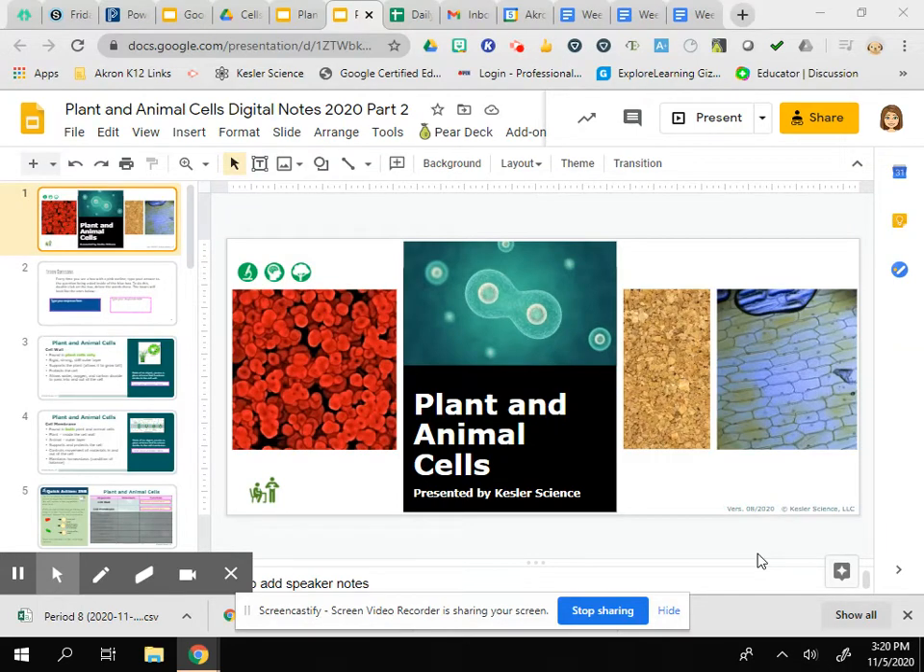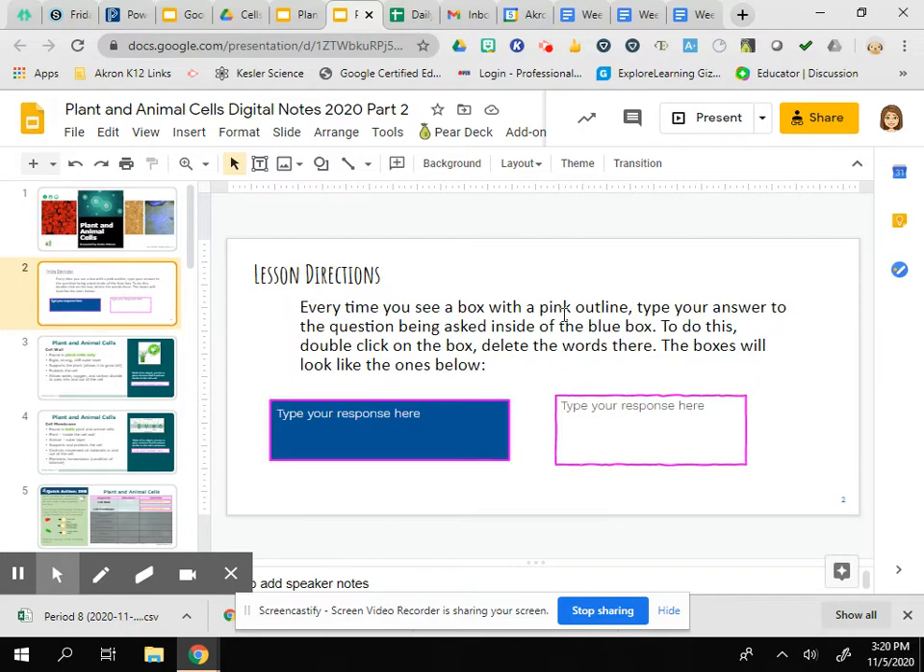All right, folks, so this is part 2 of the plant and animal cell notes that we're doing. What I'm going to do is walk you through these and make sure you understand the directions on each of the pages. Here are the directions as usual: if you see the pink outline, that means you either have to write something there or do something there.